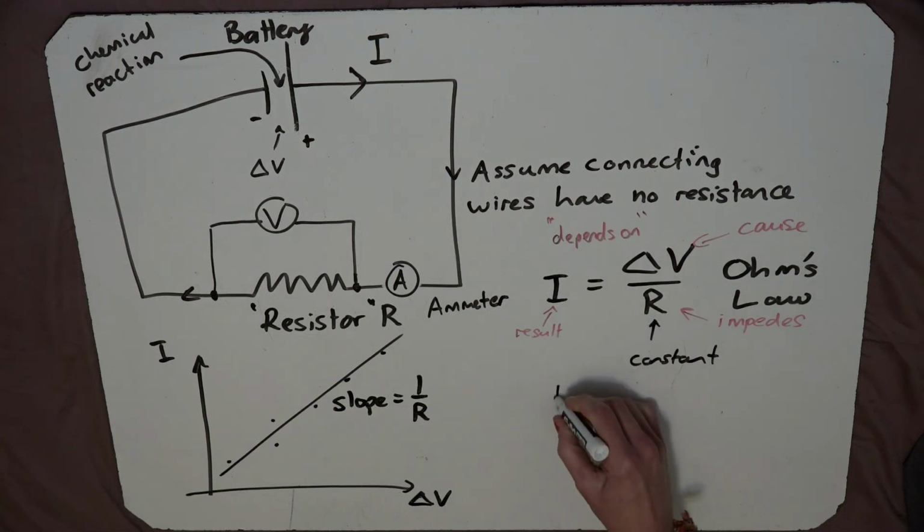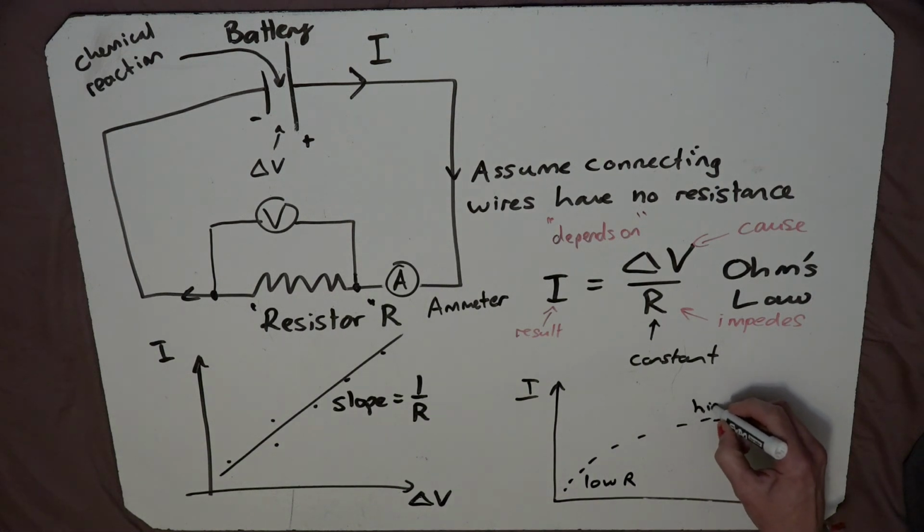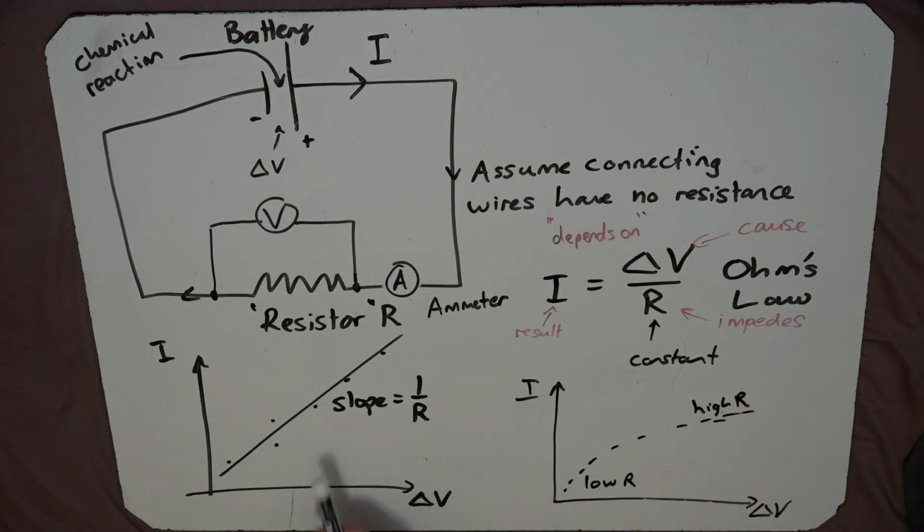And so if you were to plot a graph of current versus potential difference for something like a light bulb, you will see a graph that looks like this, basically showing that it has a low resistance when the light bulb is cold and a higher resistance when the light bulb is hot. And so this direct proportionality disappears when temperature becomes a factor.